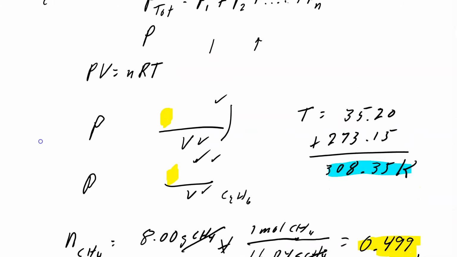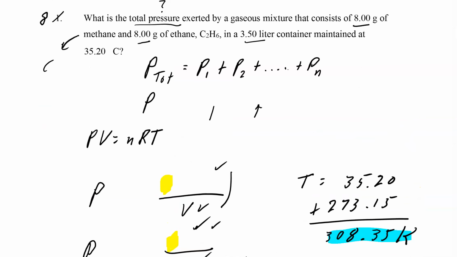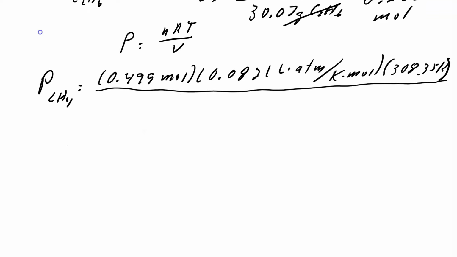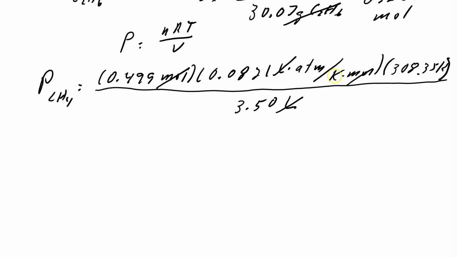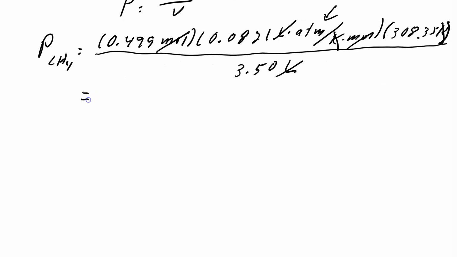And then downstairs is the volume of this container. In the problem, we're told that the volume was 3.5 liters. So let's put that downstairs: 3.50 liters. Liters cancel. Our moles cancel. And our kelvins cancel. We're left with atmospheres upstairs, which is good. We're looking for atmospheres because we're calculating a pressure. So now we do the calculation. Our pressure for methane is 3.61 atmospheres. Let's circle that in red because we need that number.